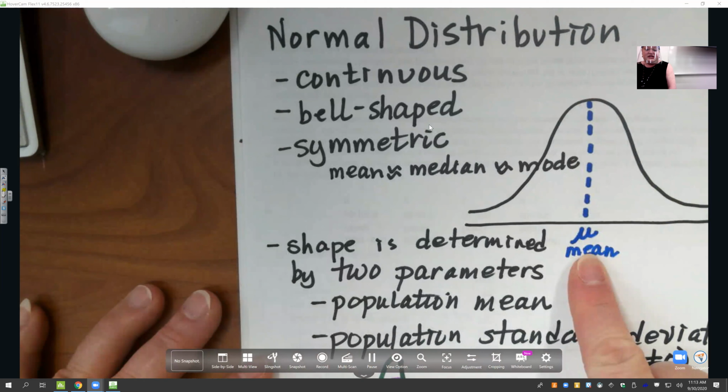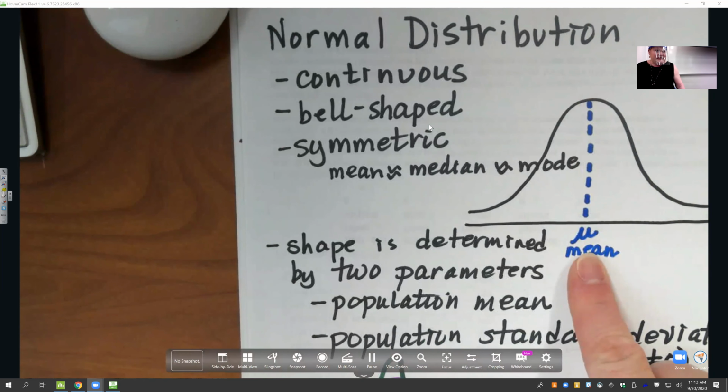Okay, so the normal distribution is continuous, it's bell-shaped, and it's symmetric. Remember that symmetric primarily means your mean, your median, and your mode are the same. We tend to label the normal distribution with the mean because the mean is the most important of the three. It uses all of the data values.